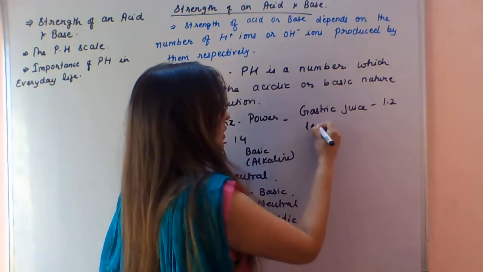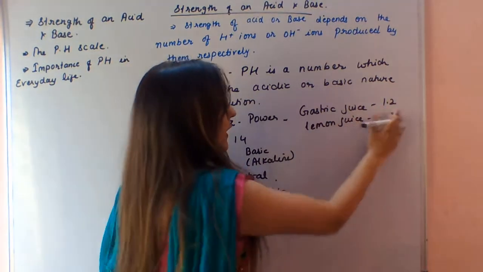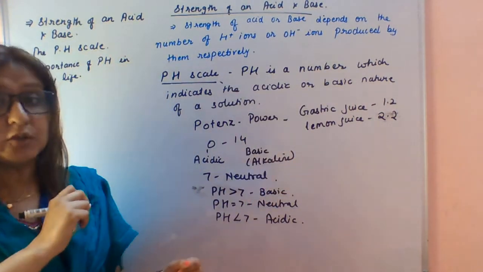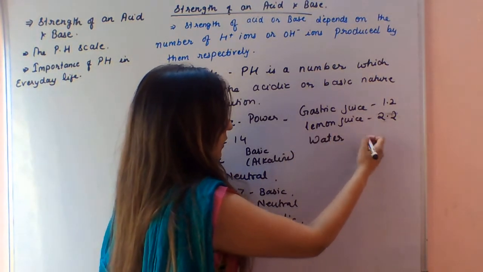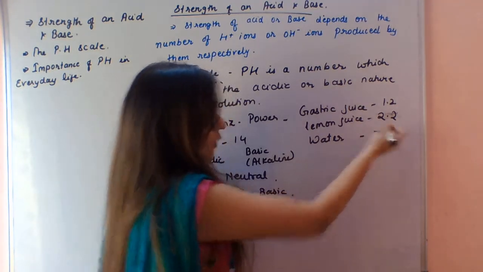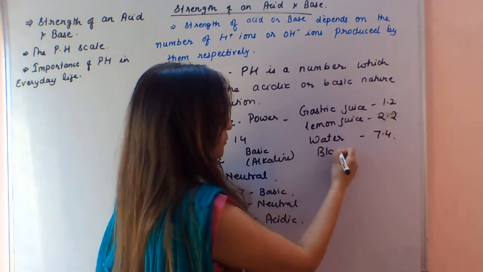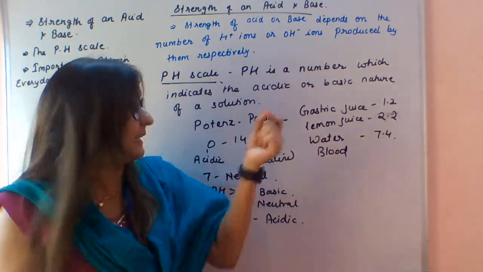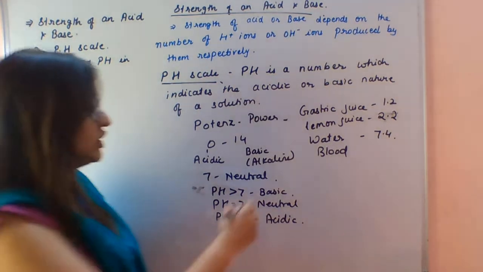Lemon juice, the pH is 2.2. Okay, so lemon juice is 2.2. Water, or blood you can say, has a pH of 7.4. Slightly alkaline. It's slightly alkaline in nature. 7 is the neutral value, and 7.4 is slightly alkaline in nature. The pH value 7.4. And then the milk of magnesia.